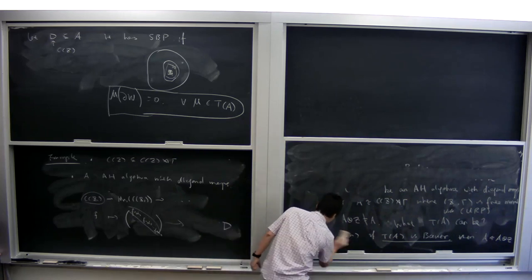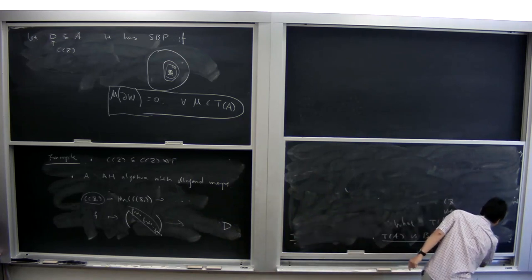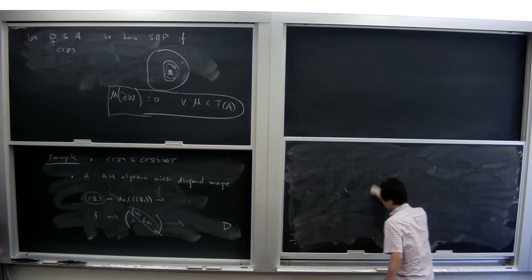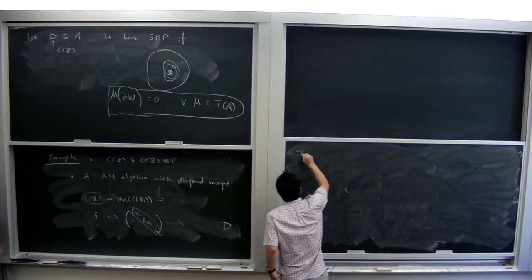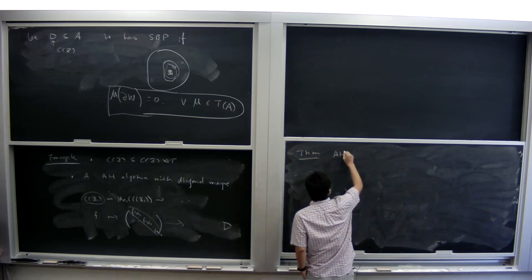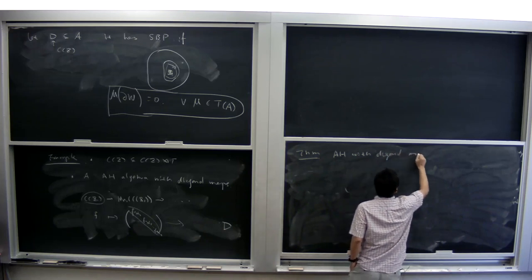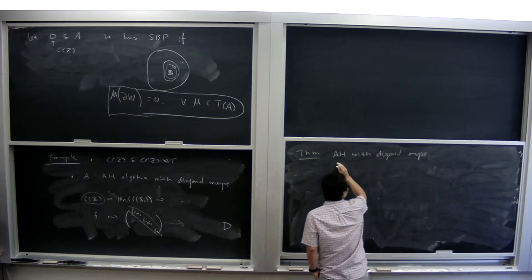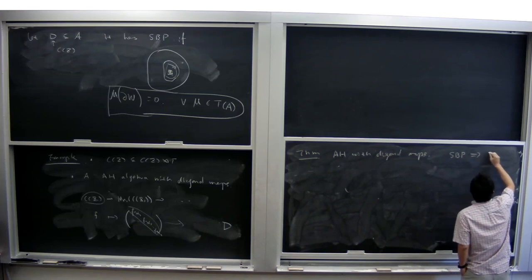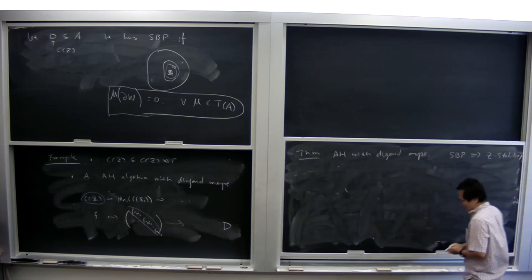So for the algebras we really care about, the small boundary property implies Jiang-Su stability. For that algebra, or maybe the AH algebra with diagonal maps, the small boundary property implies Z-stability.